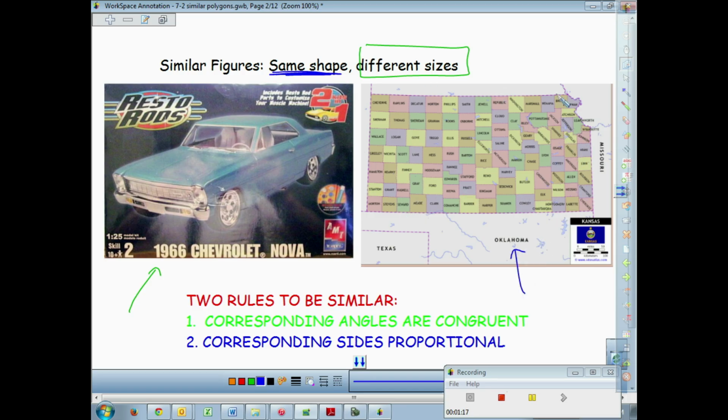This is a map of Kansas. Should a map of Kansas be the same shape as Kansas? Yes or no? Yes. Should it be the same size as Kansas? That would be ridiculous to have a map that is the same size as the state of Kansas. How would you fold it up? I mean, it would just cover the entire state if you unfolded that thing. That would be nonsense, right?